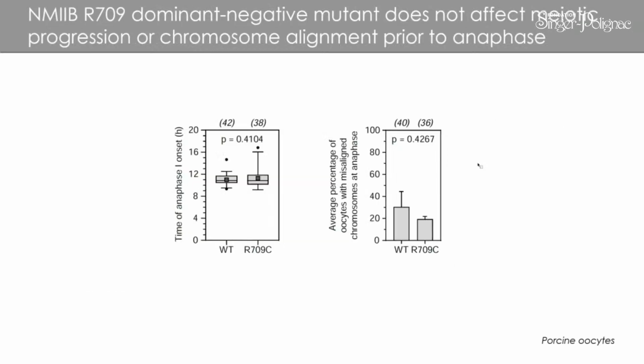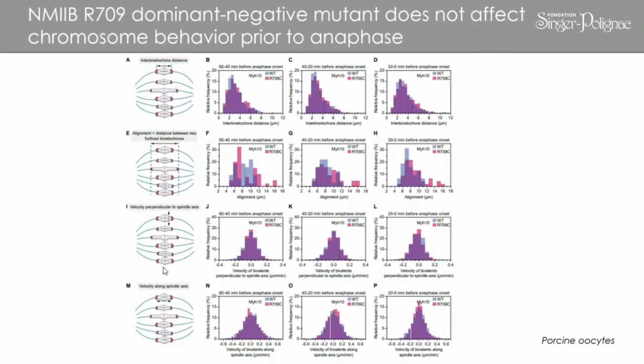Now, everything else is again fine. So we looked, for instance, at anaphase onset, which is normal. We looked at chromosome misalignment before anaphase. This is also fine. And we also quantified various different other parameters of the spindle. So for instance, we looked at how large is the interkinetochore distance. So this is a measure for how strongly the chromosomes are being pulled on. That looks the same between both groups. We also looked at how well are they aligned, how fast are they moving within the spindle. So all of these parameters are the same. So it's really only starting at anaphase onset that we see these problems.